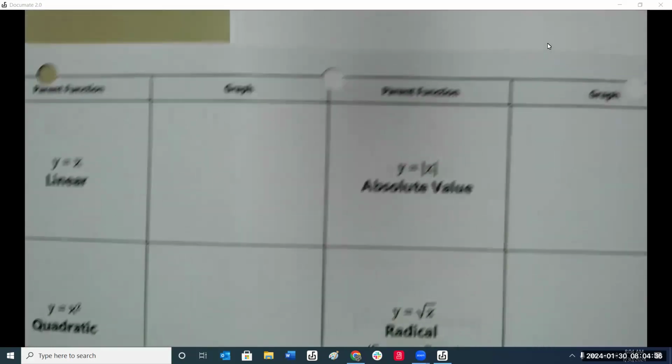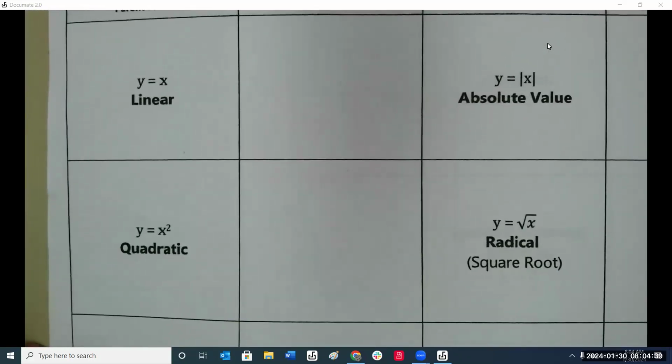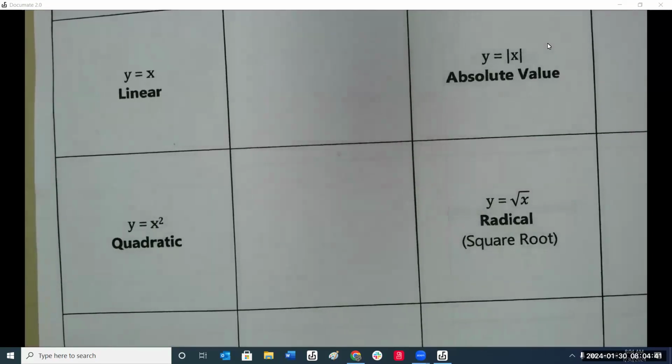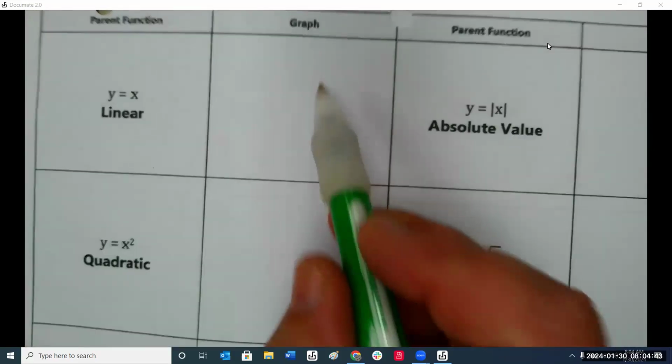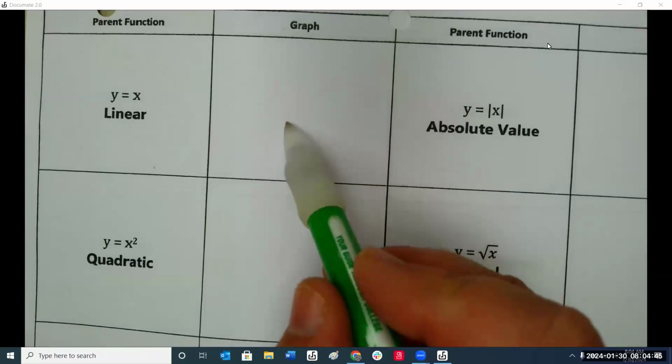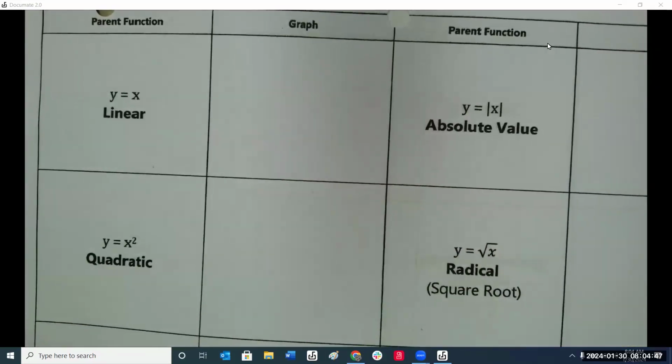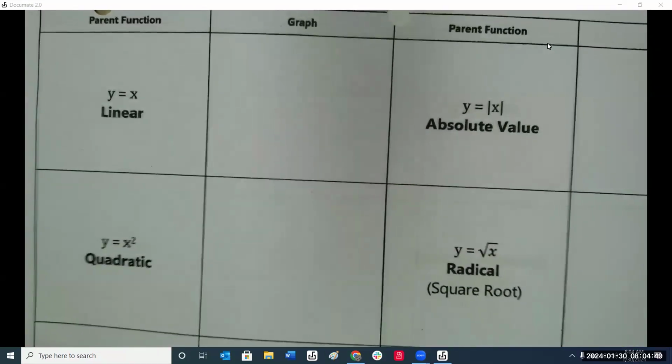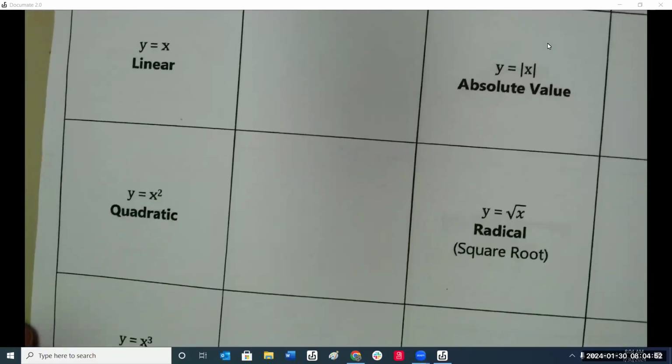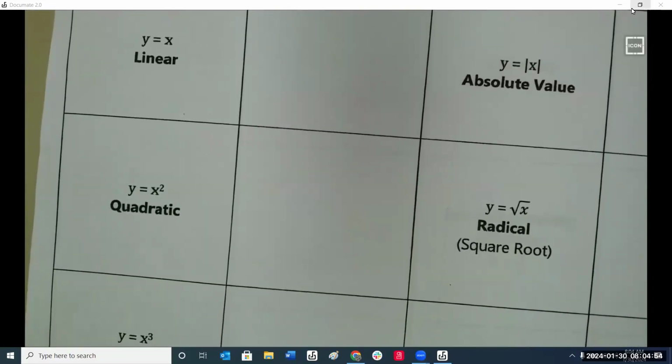So for right now, I want you to do 3 things on here. Grab a couple sheets back there. I want you to show me the graph of each of these functions. Tell me the domain and range. So do that for the next 10 minutes.